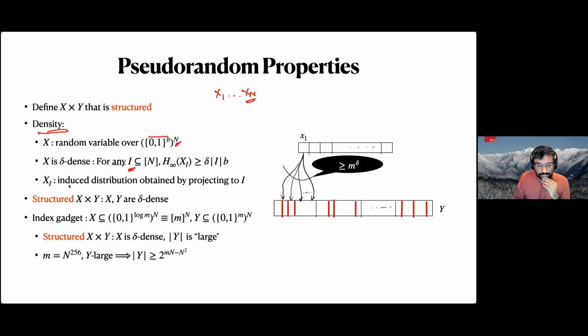Okay. So this is going to be our measure. Oh, and what is Xi?